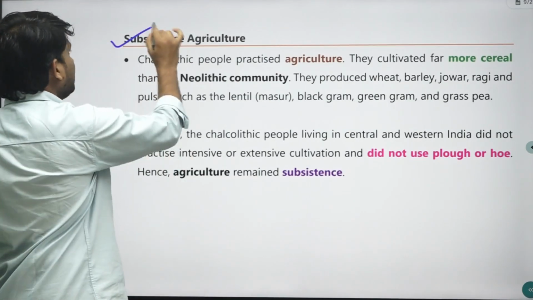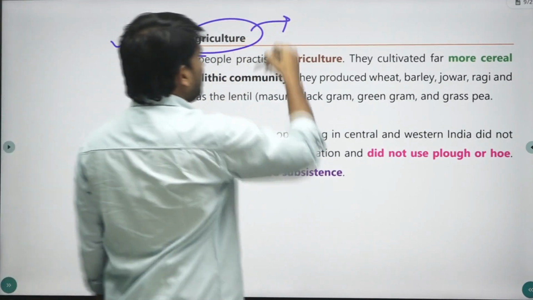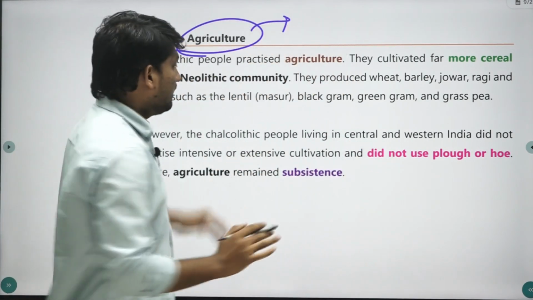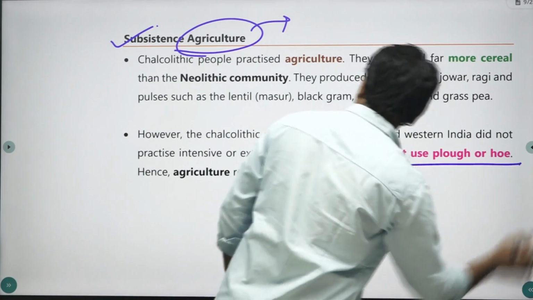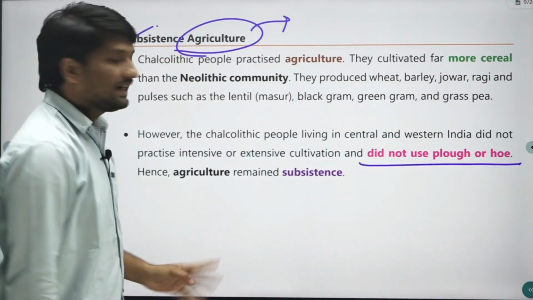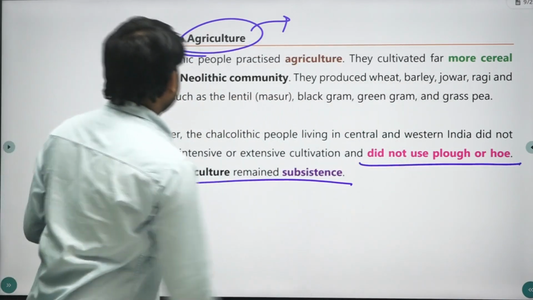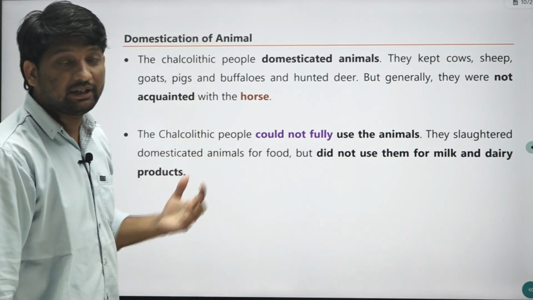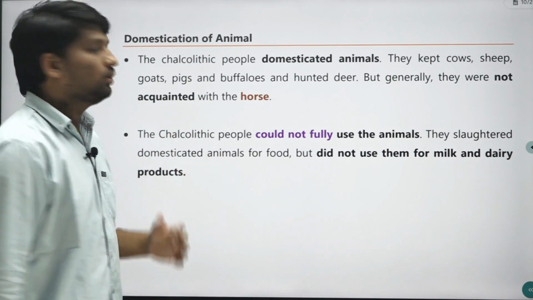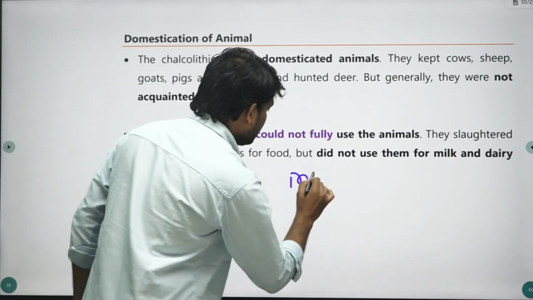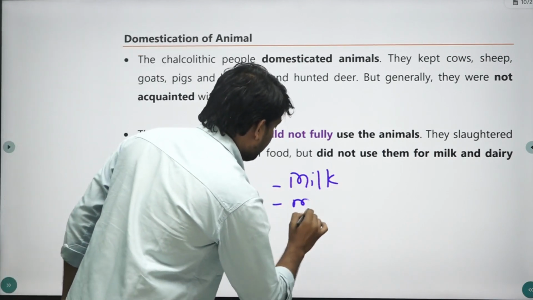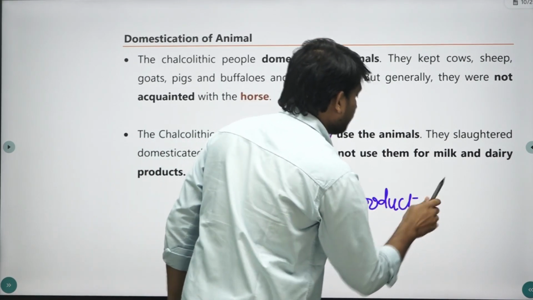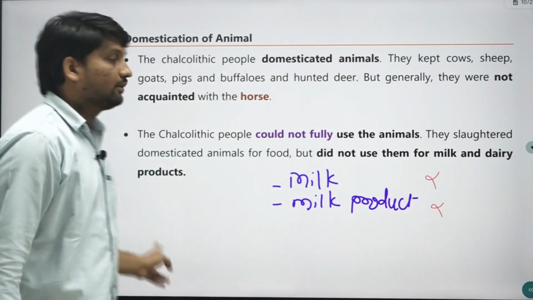We have already seen they did agriculture, but agriculture was not surplus. Why was it not surplus? Because they did not use any plough or hoe. So the agriculture was basically subsistence. Next is domestication of animals. Yes, they domesticated animals, but animals were not used for milk or any milk products.